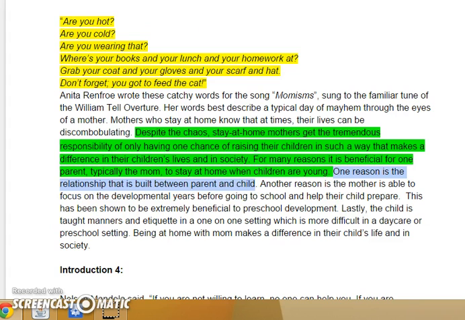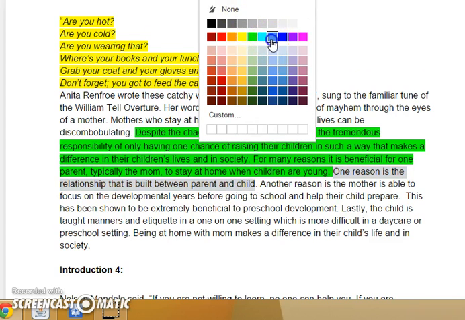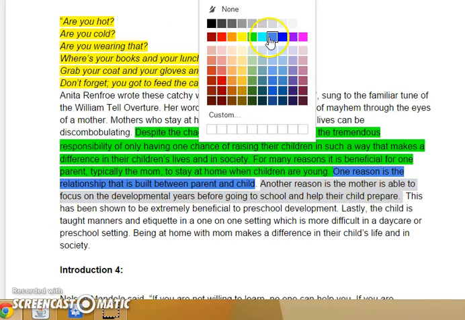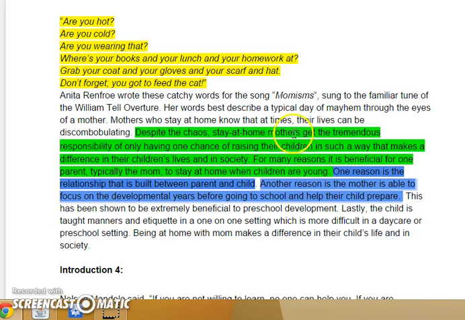That was pretty easy to find because it said one reason. Another reason, looks like an easier one. Another reason is the mother is able to focus on the developmental years before going to school and helping their child prepare. Also a claim, a reason. This has been shown to be extremely beneficial to preschool development. Lastly, the child is taught manners and etiquette in a one-on-one setting.